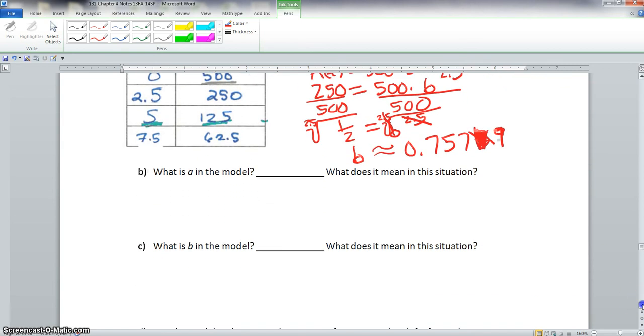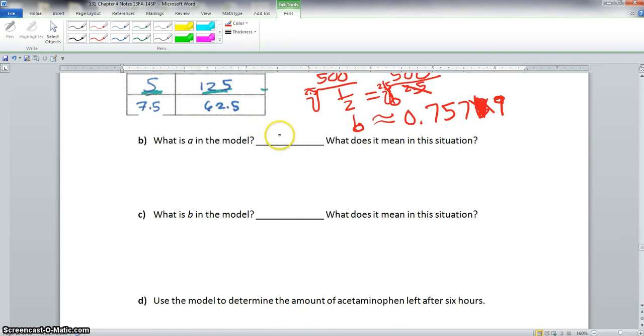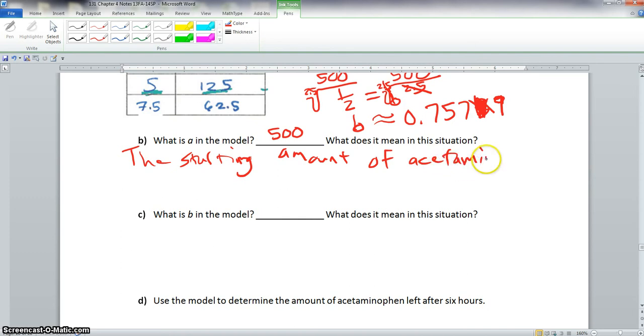Now, it says, what is A in the model? Now, we know A is 500. And what does it mean? The starting amount of the acetaminophen was 500 milligrams. Now see, it says what is B in the model? We know it's 0.7579. And what does this mean in this situation?